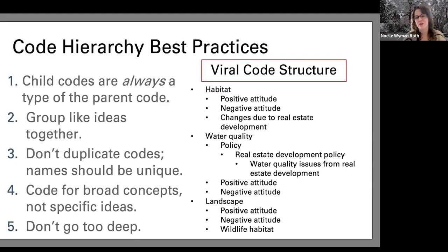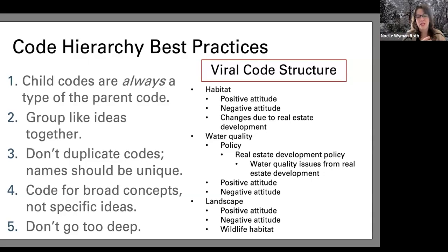So for instance, we have changes due to real estate development underneath habitat. We also have a wildlife habitat code underneath landscape. The question might be, when do you use the wildlife habitat code underneath landscape versus the ones underneath habitat or the parent habitat code? What's the difference, right? And it can slow you down in coding, but it can also reduce the quality of your coding.